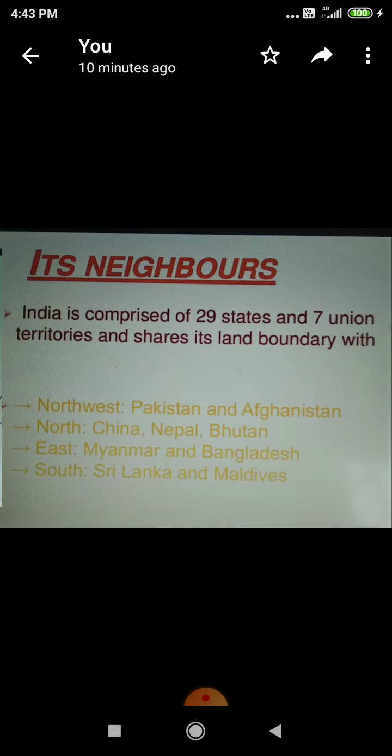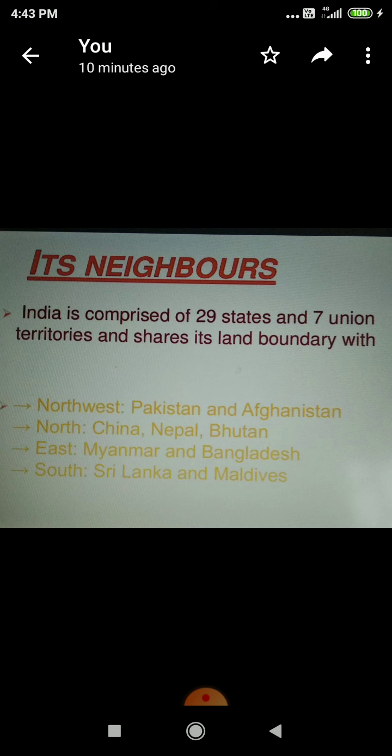India comprises 29 states and 7 union territories. Now this number has changed. Now the state of Jammu and Kashmir has been converted into 2 union territories. Clear? So the number of union territories has increased and the number of states has decreased.